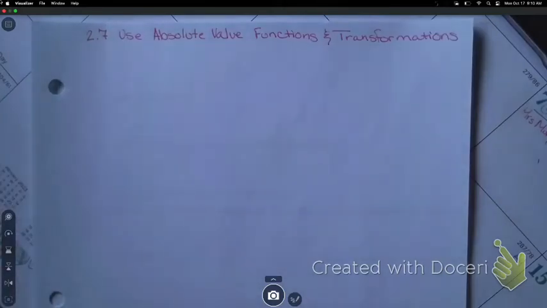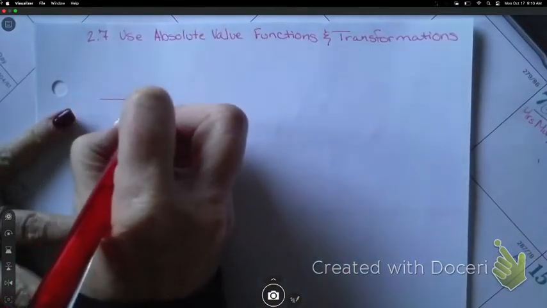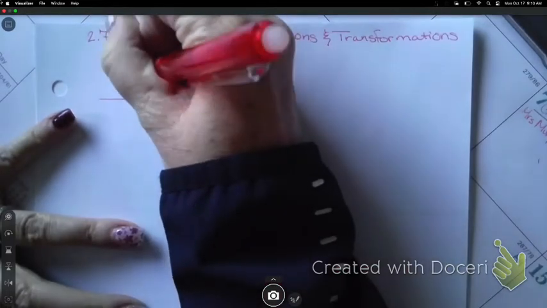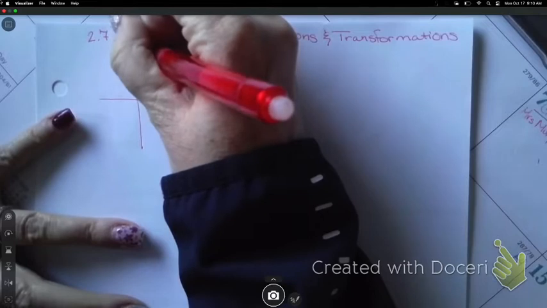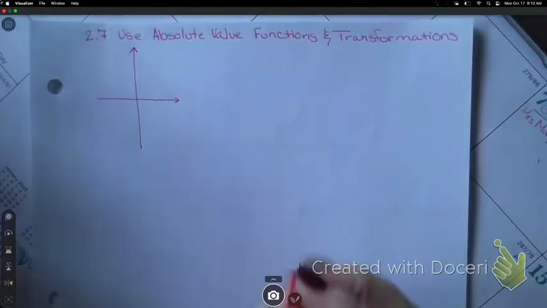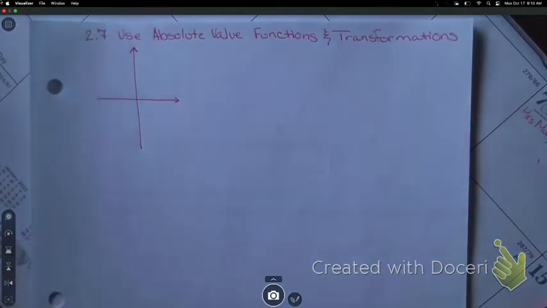Okay, so we're going to use absolute value functions and transformations. So we got to first know what an absolute value parent function looks like. Now, I am not going to be giving you graph paper. Why? Because you don't need it. If I give you graph paper for this, then you have to find exact points and make everything perfect. This is a sketch.